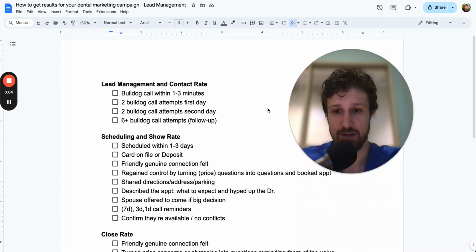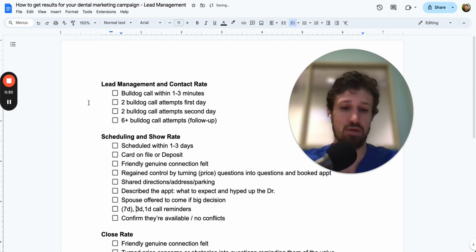This is how to get results for your dental marketing campaign, the lead management side of things. So, given that we're able to get an ad that's getting a good amount of inquiries at a good cost per result, a lot of the effort comes in on the back end when we're managing the leads and we're booking them into the office and they're in the office, etc. This is a really crucial step, and I have a checklist, literally a checklist. These are some check boxes. The more of these we can check off at each step, the better.